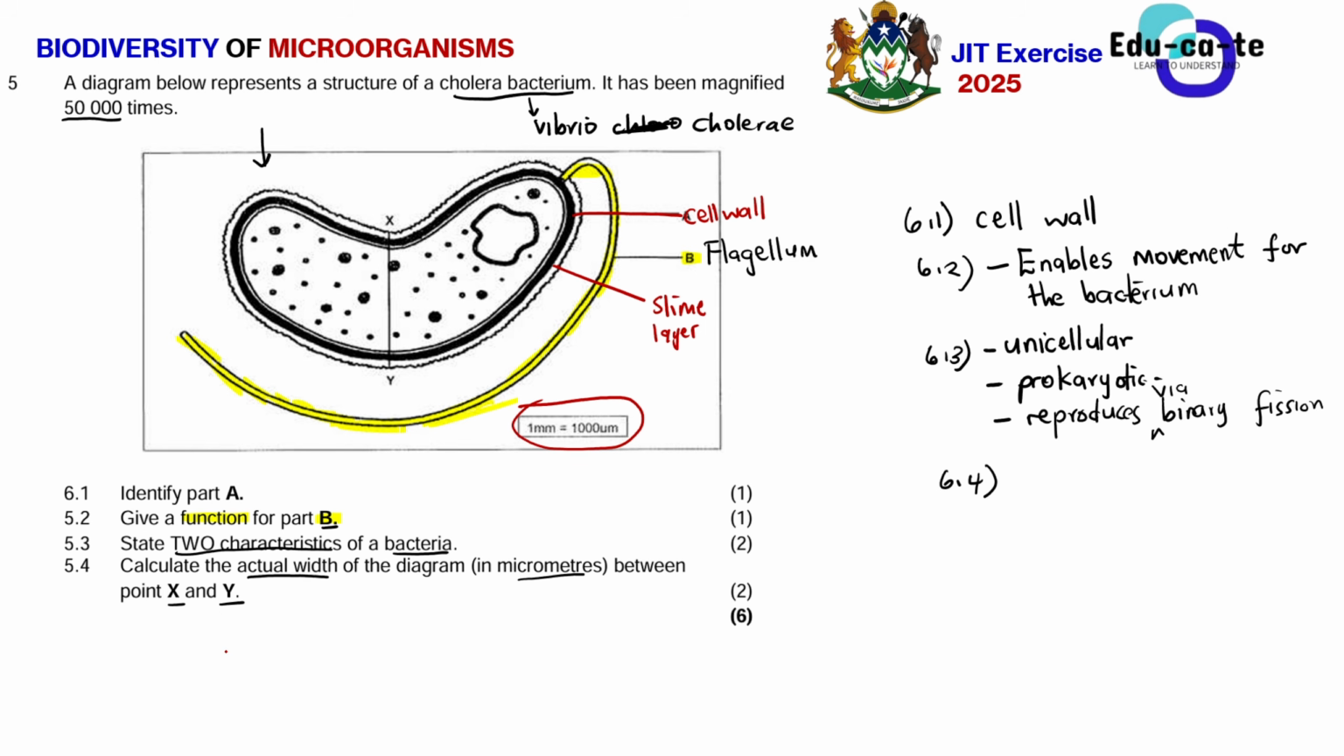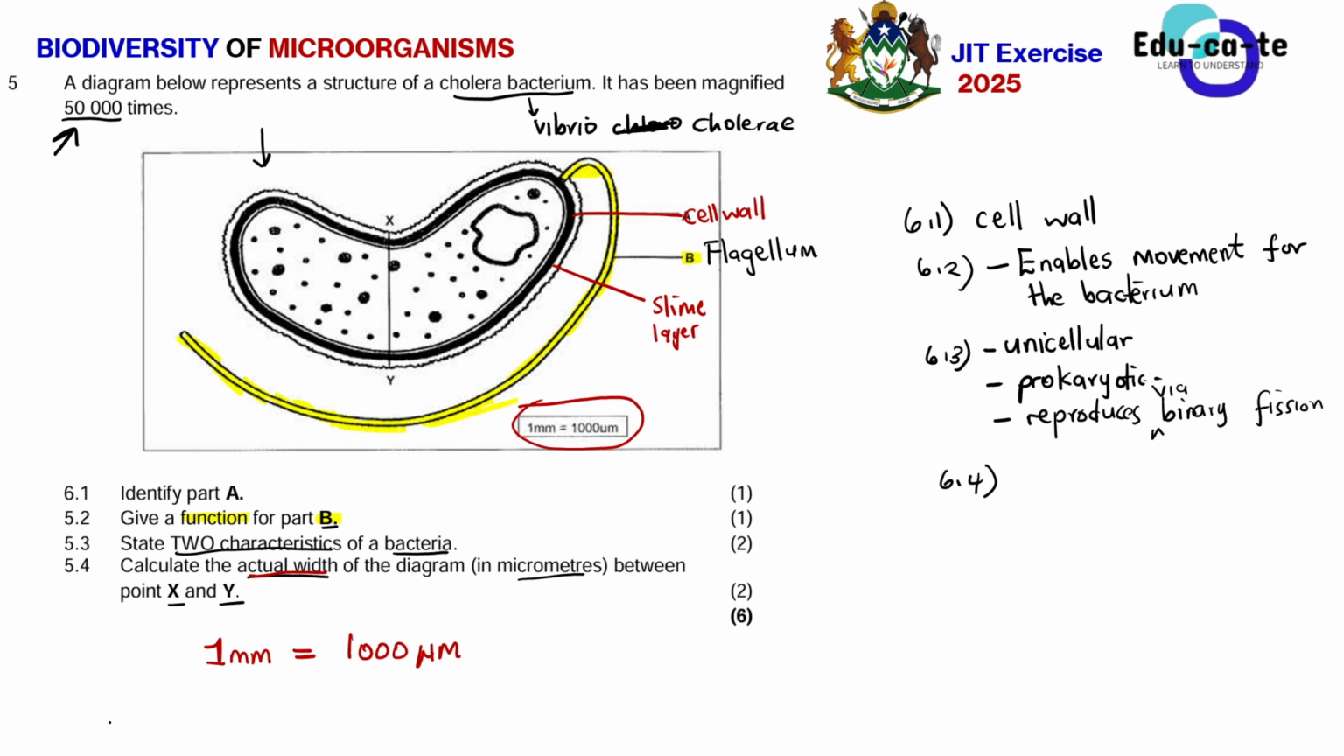So let me just rewrite this here. 1 millimeter is equal to 1000 micrometers. Okay, so here now they say they want the actual width of the diagram. So remember that this has been zoomed in 50,000 times. Don't forget that it has been magnified 50,000 times. So the scale is actually 50,000 times.